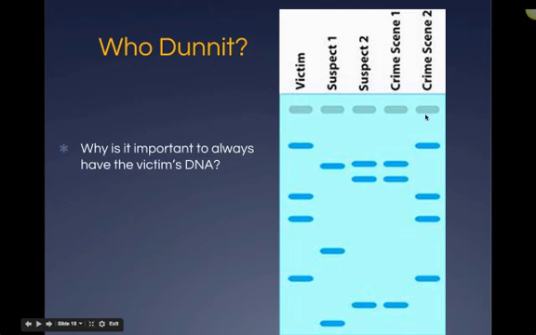Now crime scene number 2, if we look across here, the only band that is found in crime scene number 2 is not found in the suspects, but it's found in the victim. So what this tells me is that crime scene number 2, the DNA sample that I got from it, is actually a sample from the victim, not from the suspect.